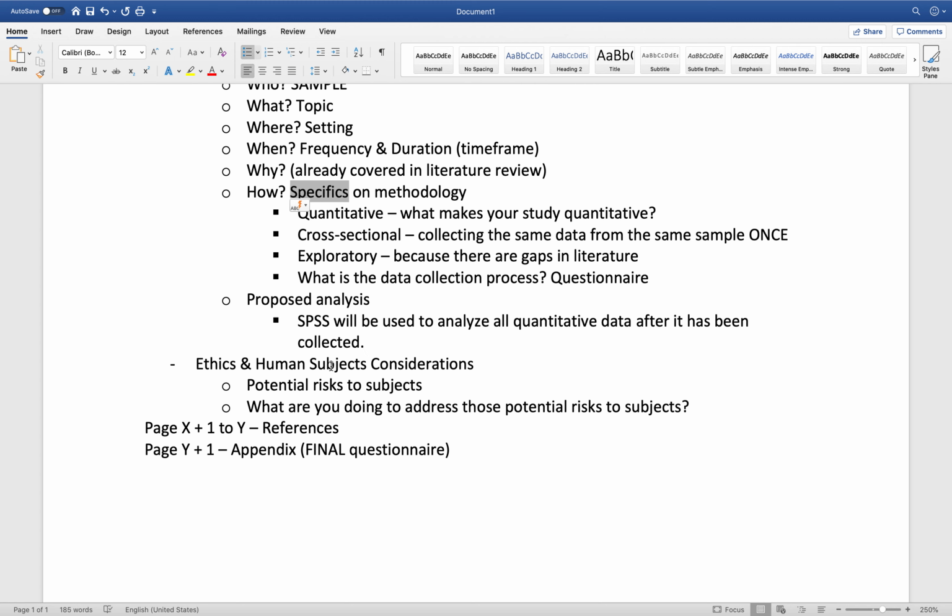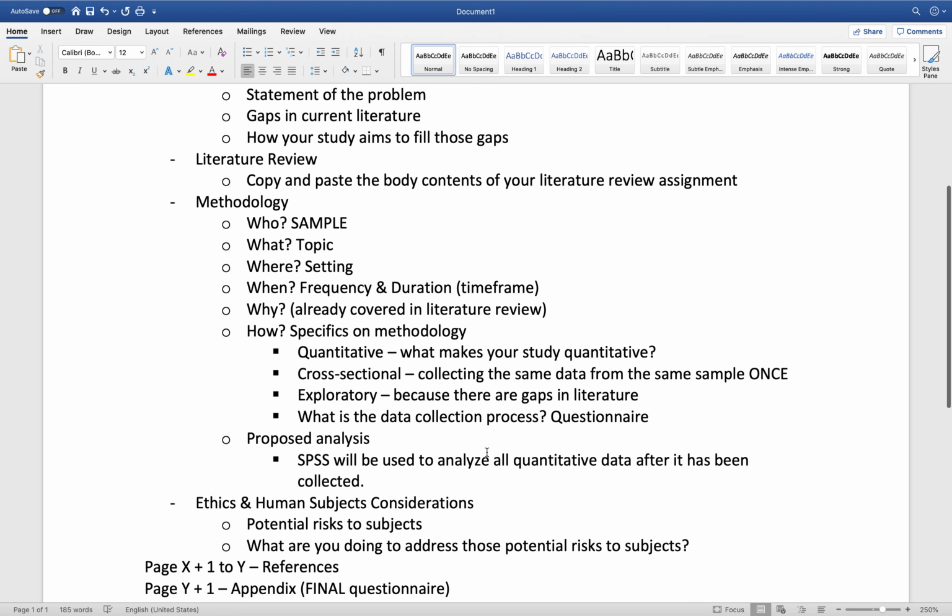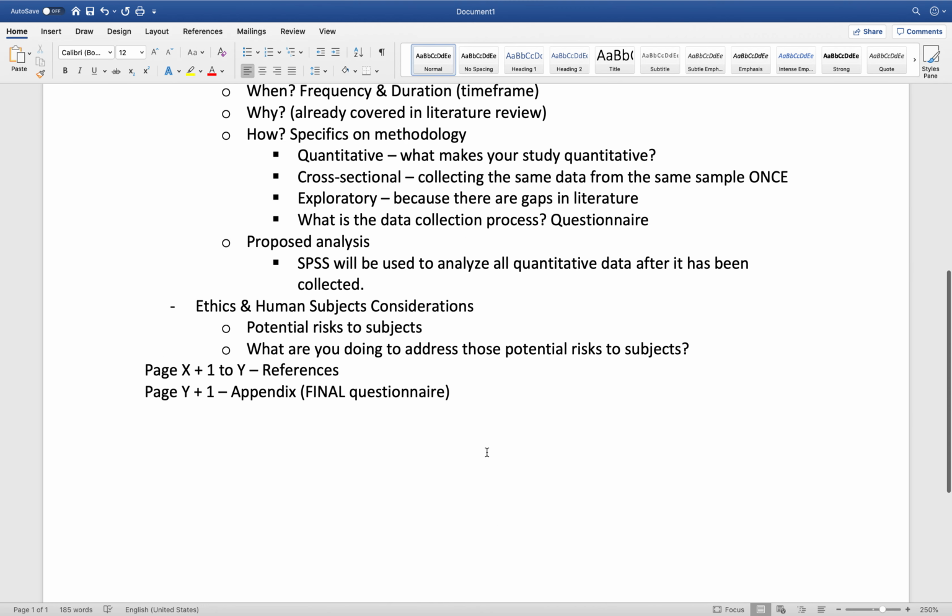And then the ethics and human subjects considerations: the potential risks to subjects, and what you are doing to address those potential risks. The ethics and human subjects consideration section is not going to be very long, so if it's a few paragraphs, that's perfectly fine. And then you'll have your references section, and after the references you'll have your appendix. You'll only have one appendix, and that will be your final questionnaire, and that'll be your final paper.